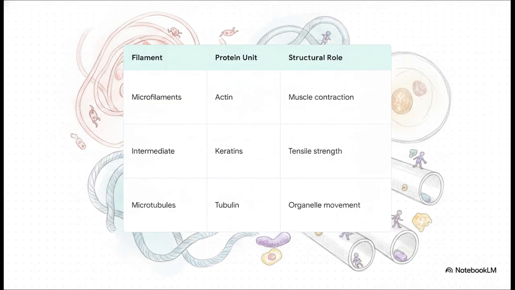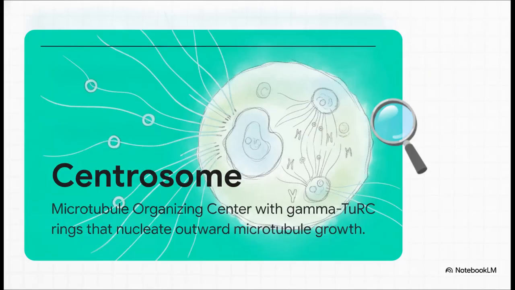And finally, we have microtubules. These are massive 25 nanometer tubes that act as the city's highway system. Specialized motor proteins called kinesins and dyneins literally walk along these microtubule highways, carrying massive organelles and cargo right to their exact destinations. But where do these highways actually come from?